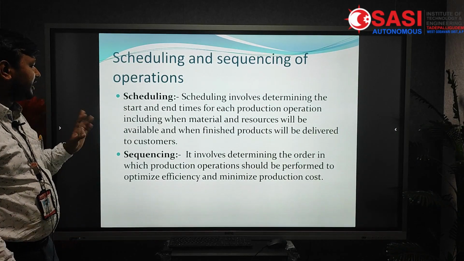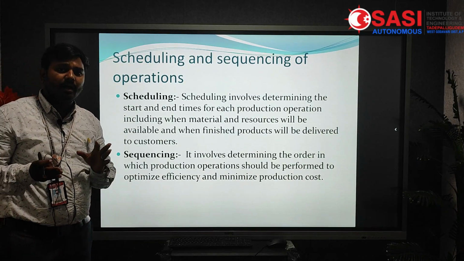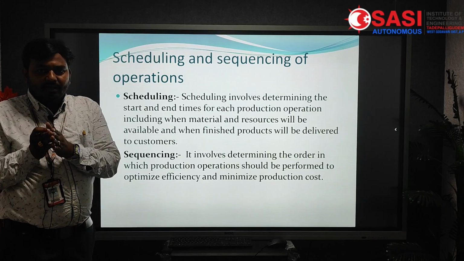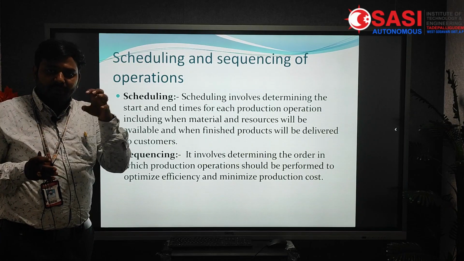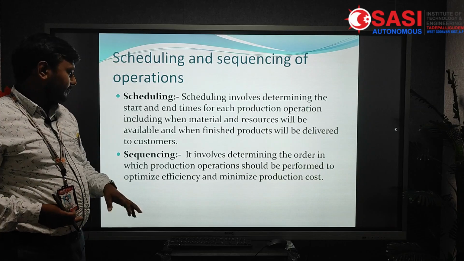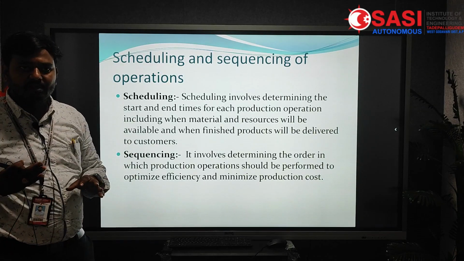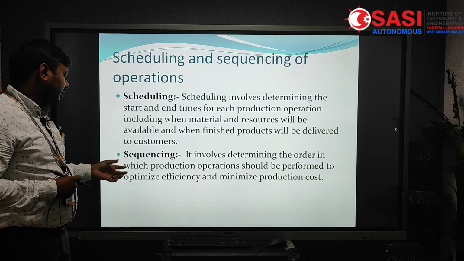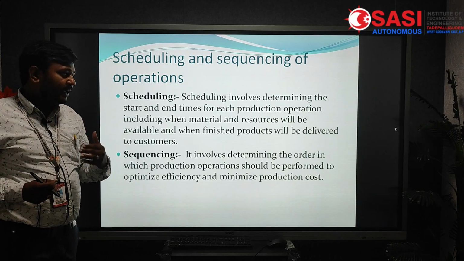Scheduling and sequencing. Scheduling in the sense it is determining when the production operations must be commenced and when it should be completed. And sequencing in the sense it involves determining the order in which the production operations should be performed.